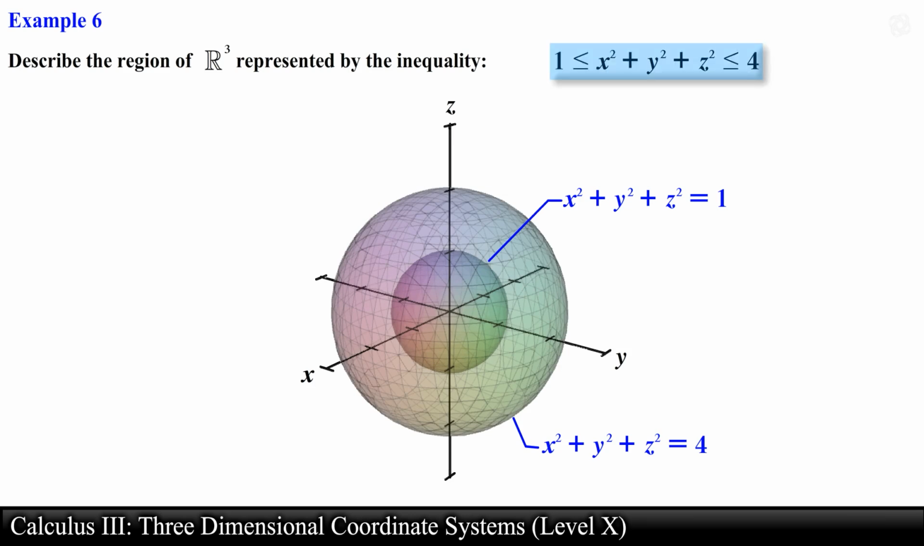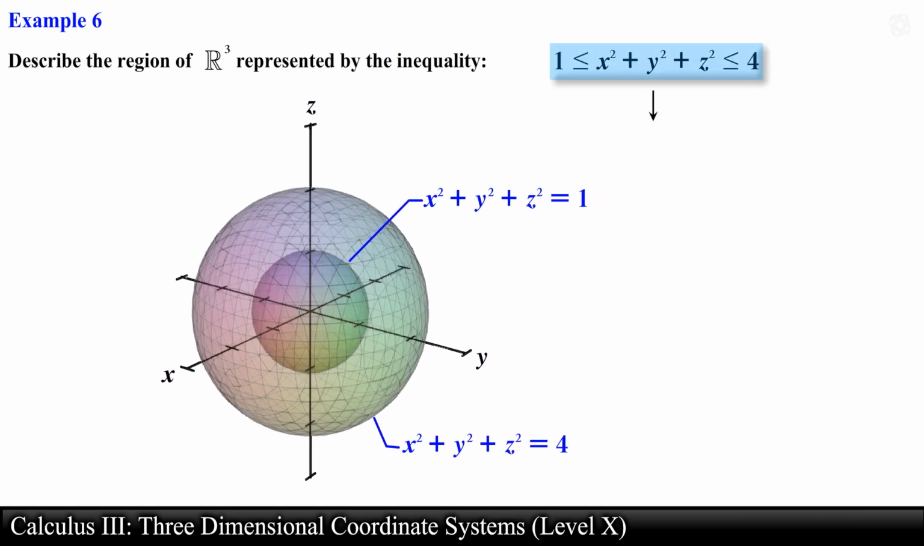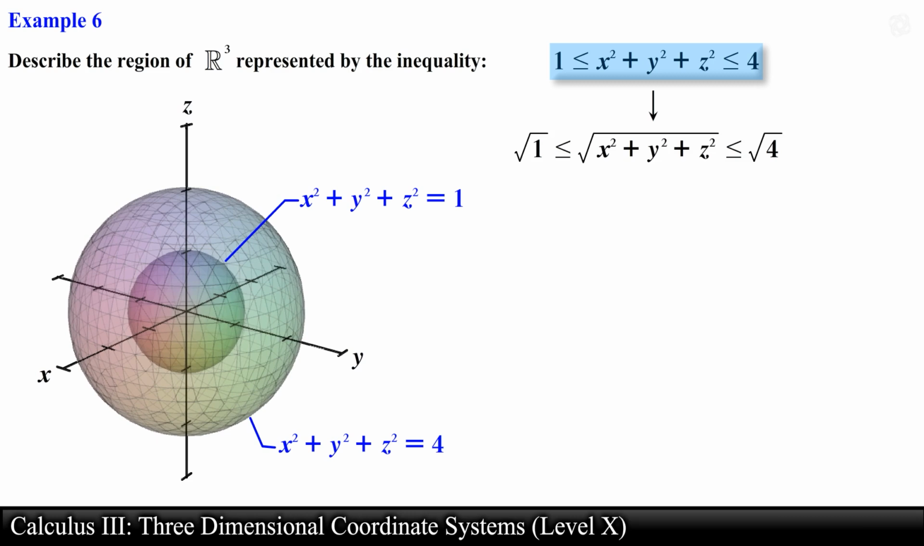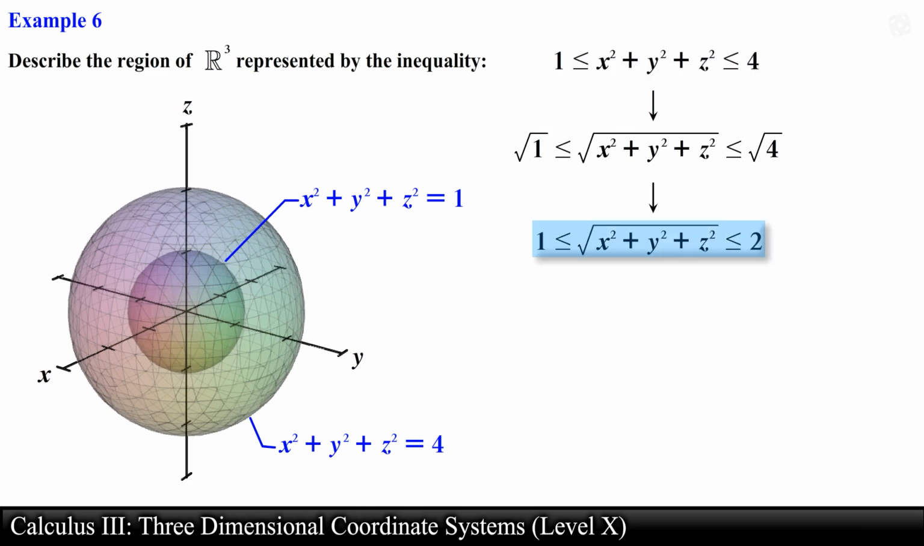Next, let's go ahead and apply the inequality. Let's rewrite the inequality by taking the square root throughout, as follows. So we want the set of all points that are at least 1 and at most 2 from the origin. In other words, we want to shade the region that is between these 2 spheres, including the points that are located on the surface of the sphere with a radius of 2 and the sphere with a radius of 1.